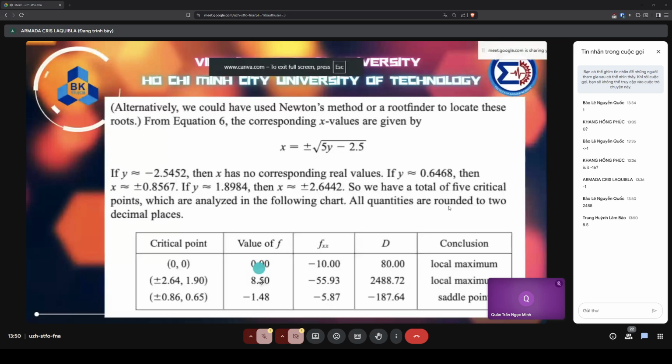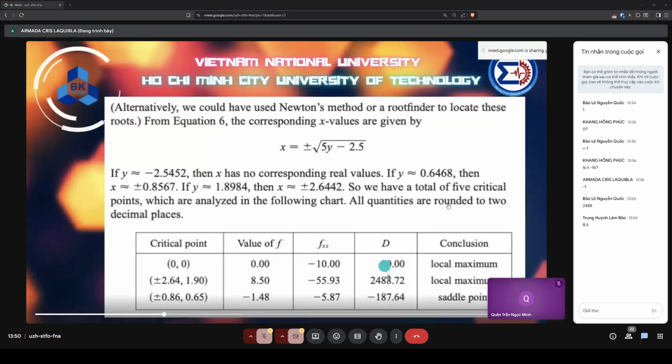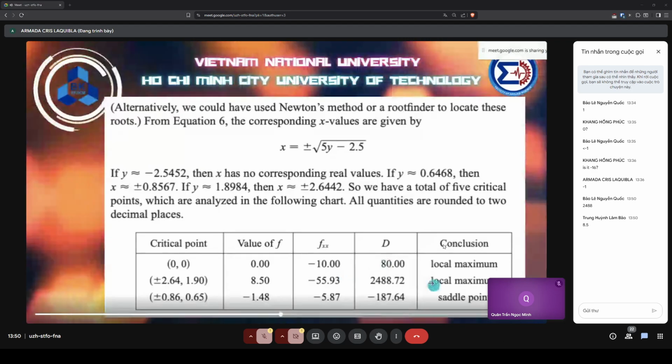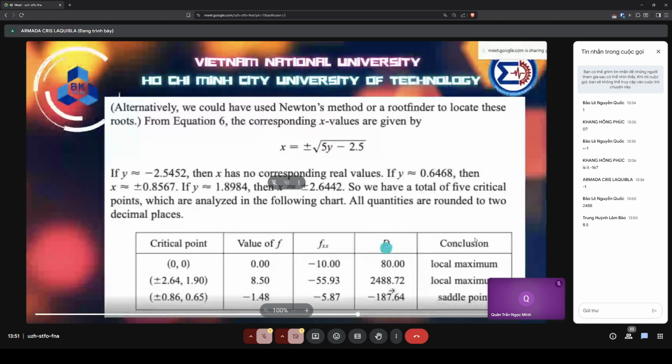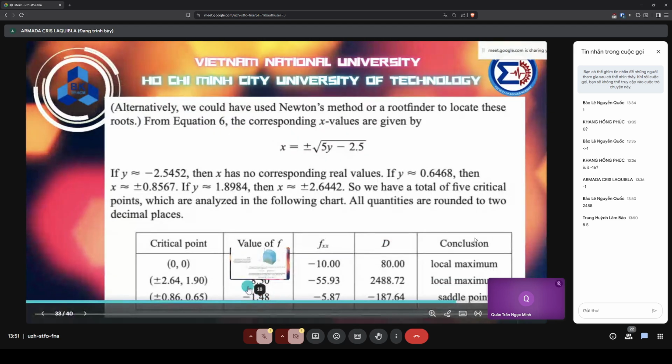The value of the d matters only to verify if it's a local maximum, local minimum, or a saddle point. That's the use of your d there. The absolute maximum and minimum are found in the value of your f, not in the d or the fxx. It only is in the value of your f. So the answer there is 8.5. This is your absolute maximum.